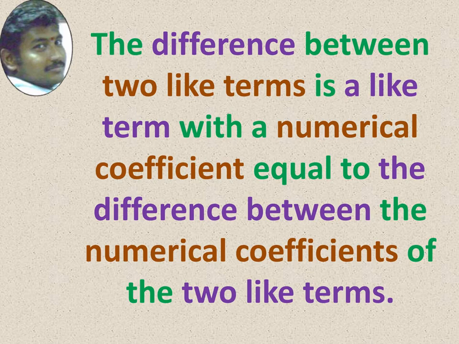The difference between two like terms is a like term with a numerical coefficient equal to the difference between the numerical coefficients of the two like terms. Here also we are keeping the variables as they are, but we are subtracting only the numerical coefficients to get the difference.